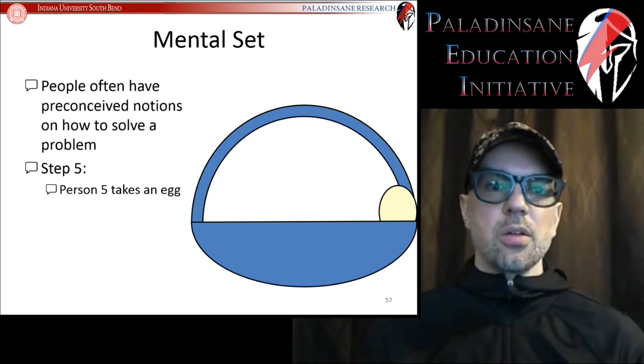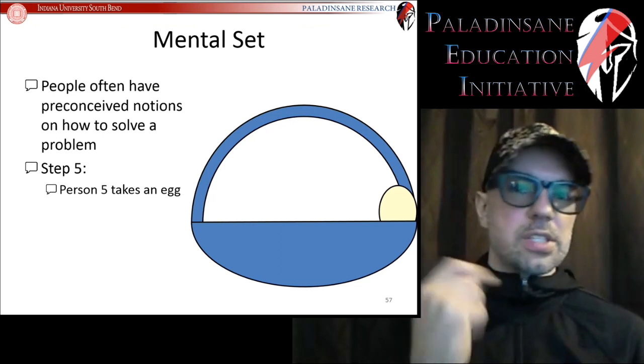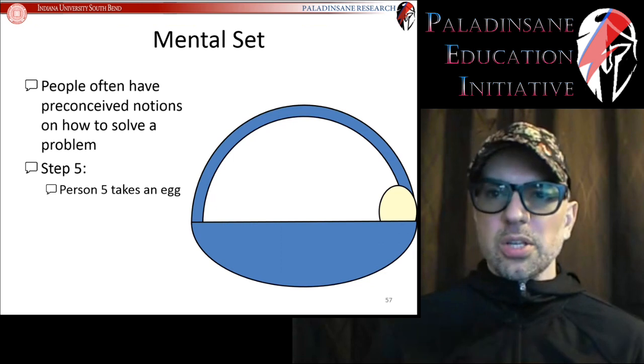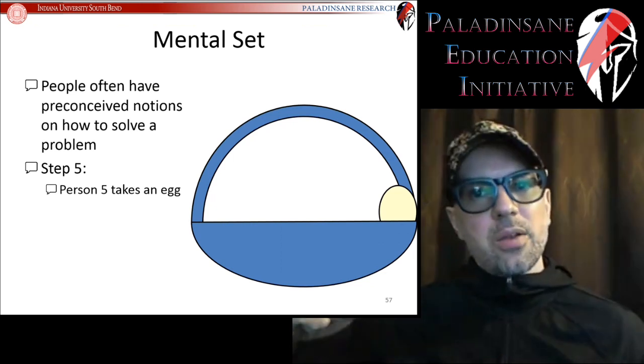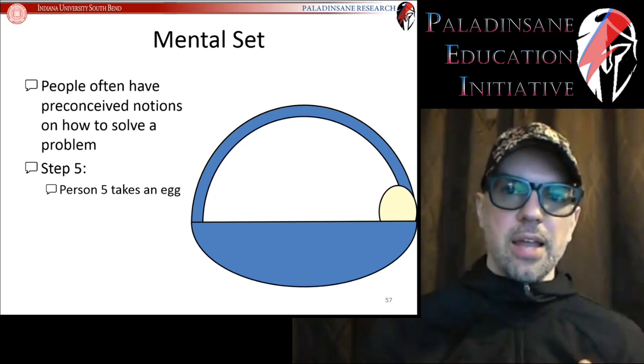So now we're stuck with person 6 takes an egg, right? However, we're stuck now because how is it that person 6 can take an egg, but there's still 1 egg left in the basket? And we are having trouble solving this because of this mental set.